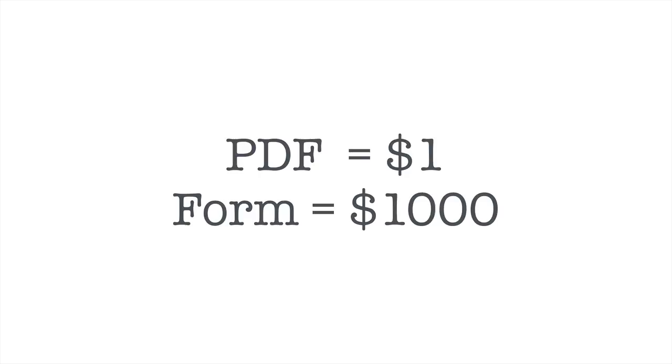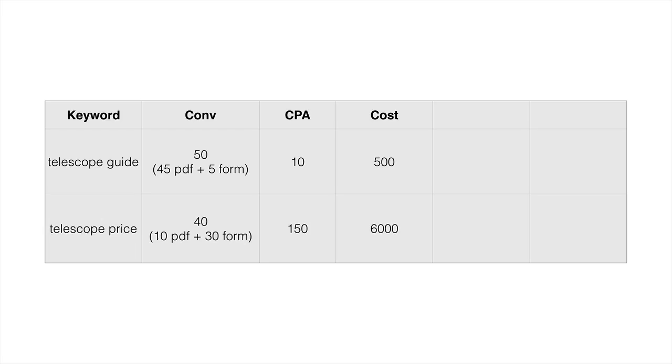So I'm going to keep it really, really simple, and we'll use PDF and a form fill here as the example. They are worth $1 and $1,000 to me. And yet, if you don't use value, then the data in your account looks like this. I've got 2 keywords here, and to give it a little bit of context, I've chosen a guide here, telescope guide versus telescope price. Telescope guide, as you may not be too surprised, you've got 45 PDF downloads, like the majority of people searching for that keyword in our fictional example are downloading PDFs.